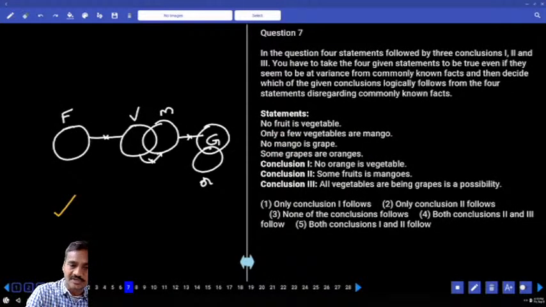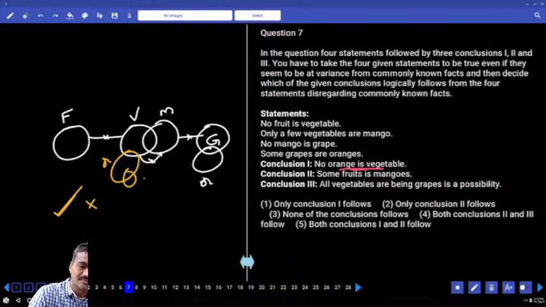Some fruits are mangoes, that is false. Now in this case, no orange is a vegetable. To make this one false, I need to prove some oranges are vegetables. No orange is a vegetable is true. Orange and vegetable. Now we will write the grapes like this. Hence, I have proven a case where some oranges are vegetables. That means no orange is a vegetable is false.